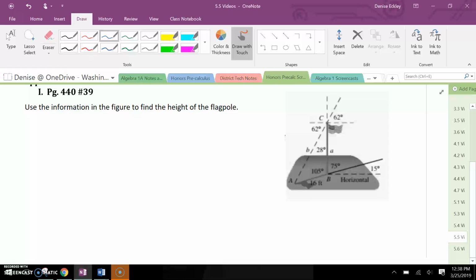So in order to do that, we need first to find angle A, and then since it's an obtuse triangle, we won't be able to use the Pythagorean theorem. We'll have to use the law of sines. So we're going to go ahead and find angle A.